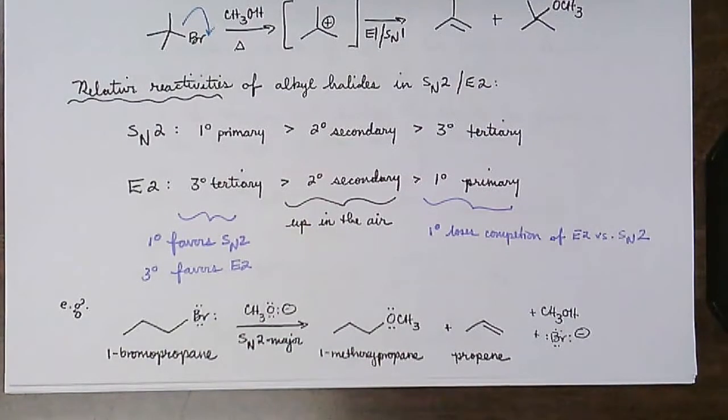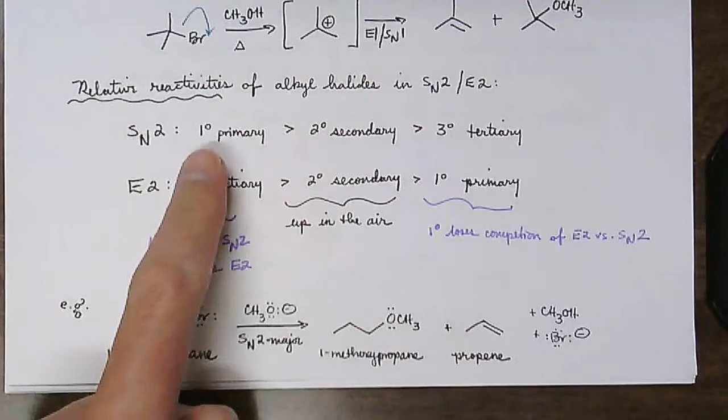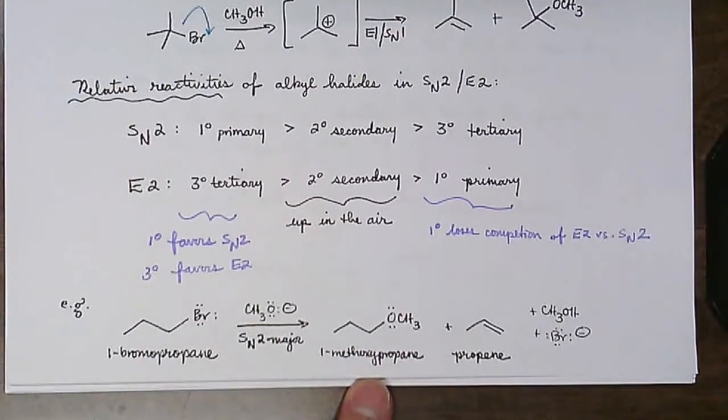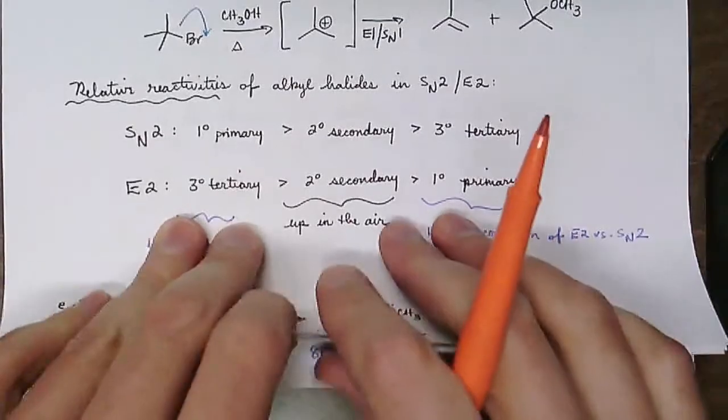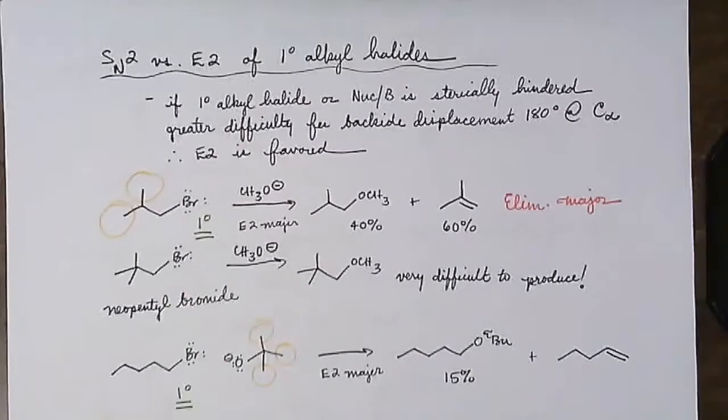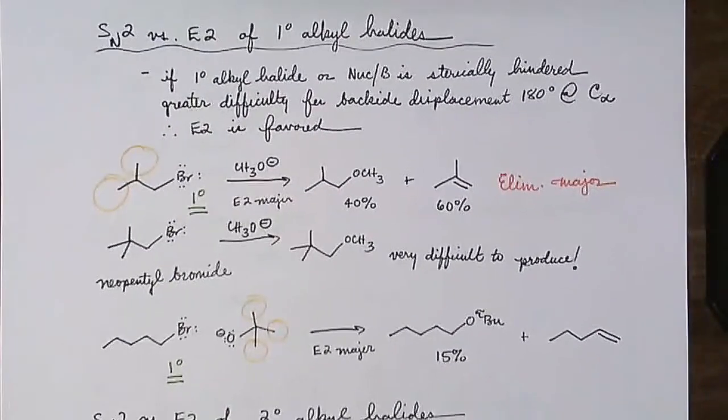So here's another example where we deal with a primary alkyl bromide, 1-bromopropane, and here we've chosen a good nucleophile, methoxide. And because we said that the rate of SN2 is fastest for primary, we would expect that 1-methoxypropane would be the major organic product via the SN2 pathway. So here's our summary for SN2 versus E2 of primary alkyl halides.